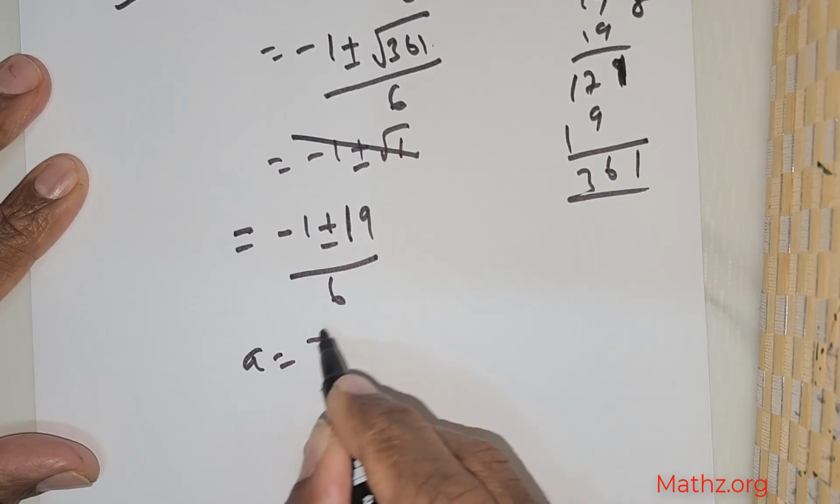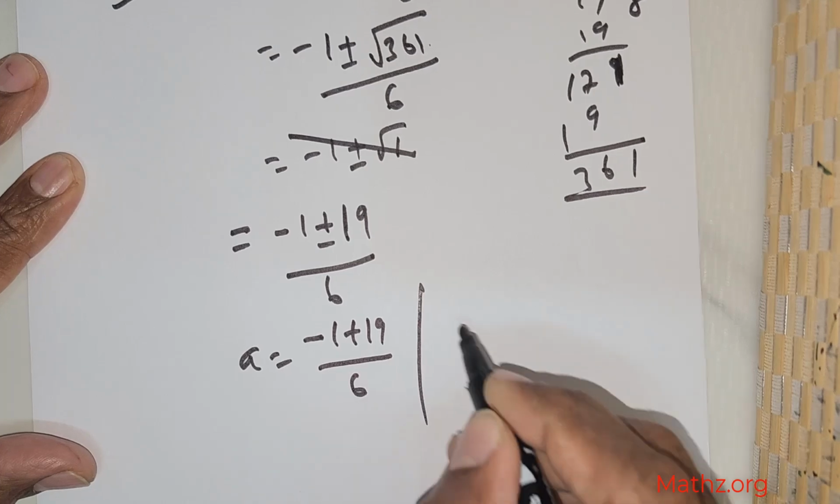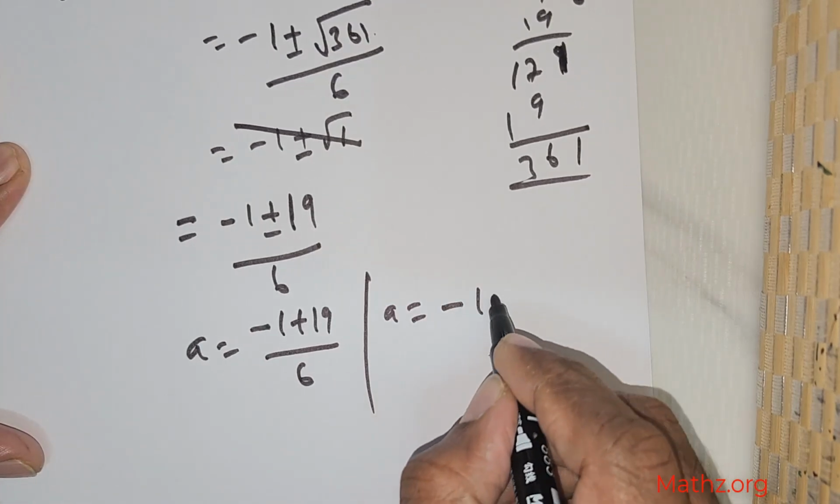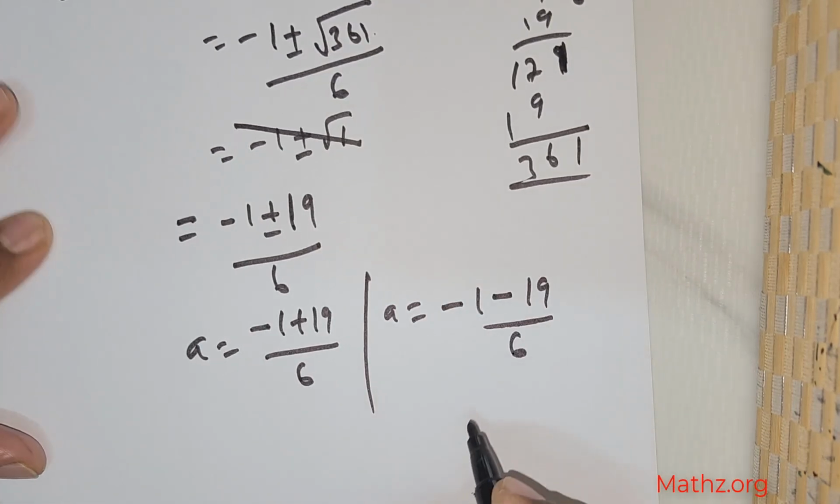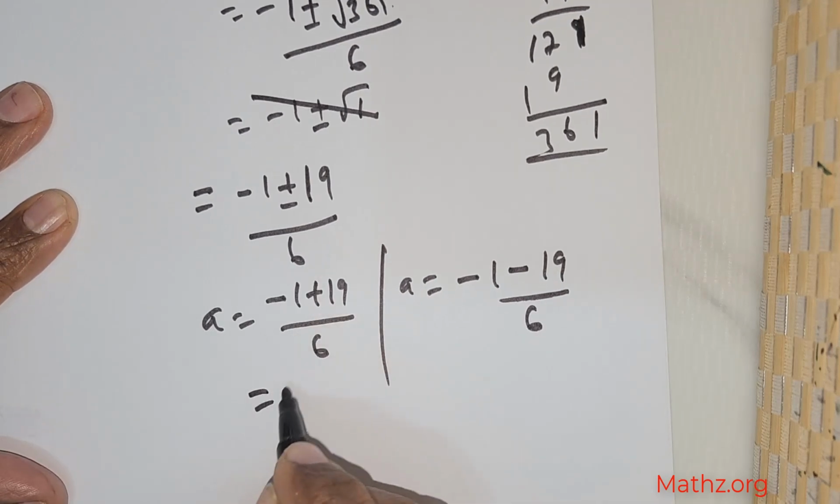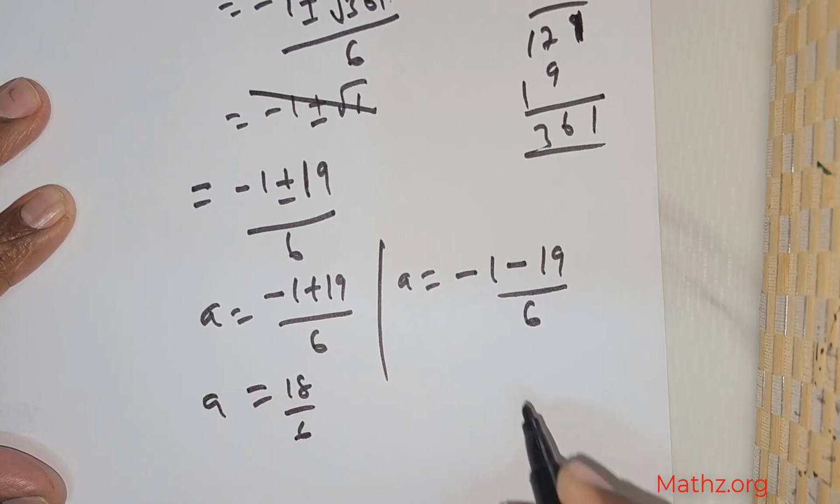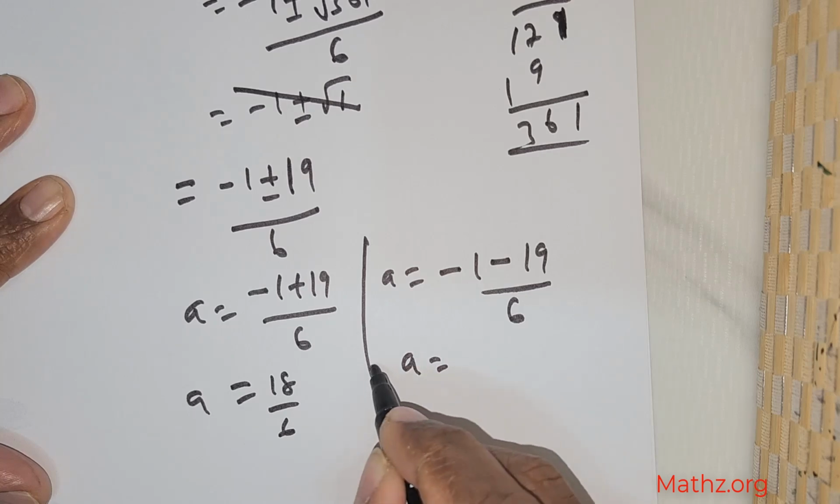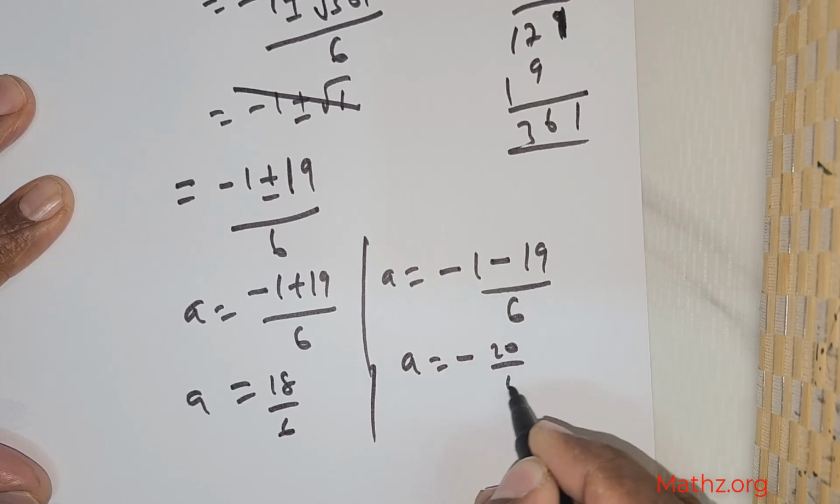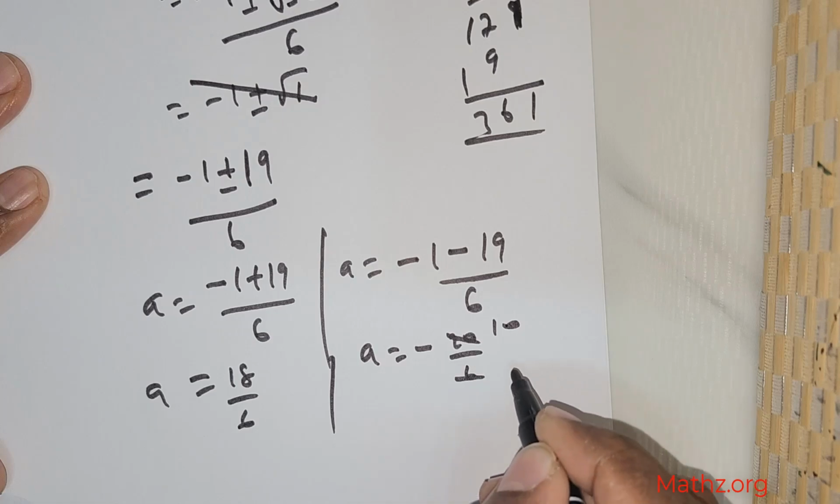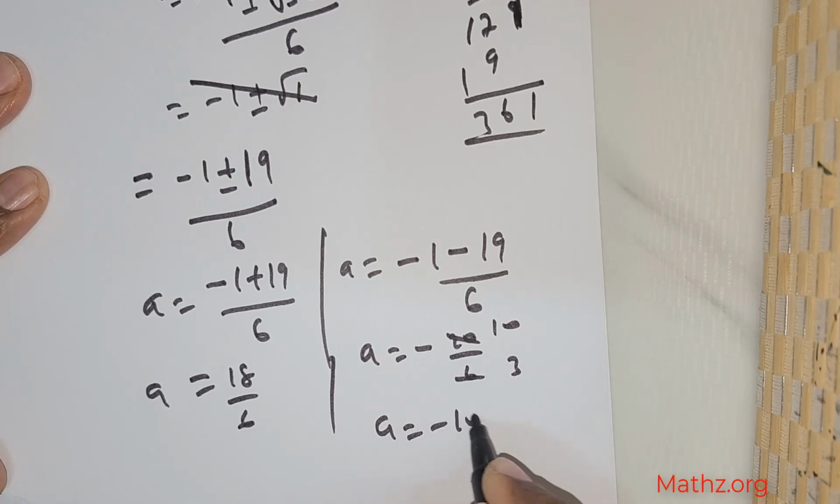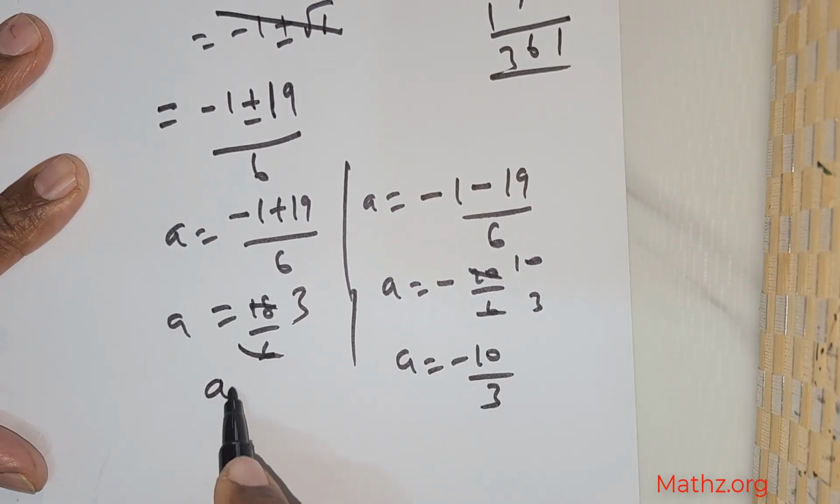So therefore a is equal to negative 1 positive 19 over 6 and a is equal to negative 1 negative 19 over 6. This will give me 18 over 6, that is a, and this is going to give me negative 20 over 6. Now 6 divides 18 three times, and 2 divides 20 ten times and 6 three times. So a is equal to negative 10 over 3 and a is equal to 3.